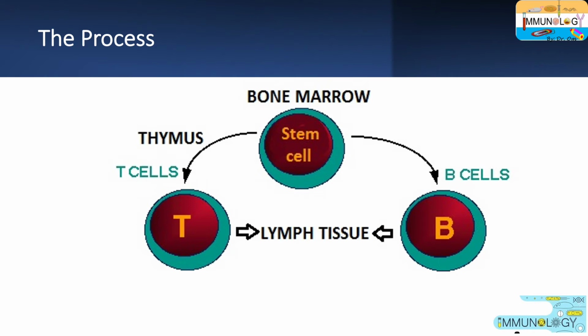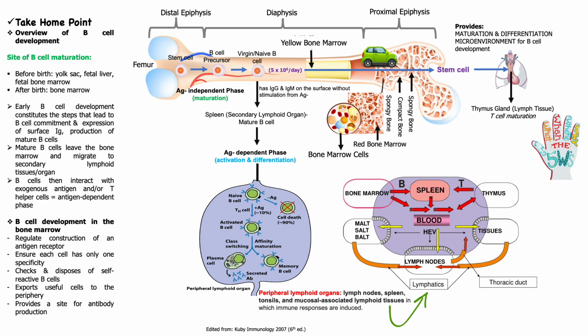So, what processes are involved? As you can see from this slide, it has the bone marrow, the thymus, the B and T cells, and also the lymph tissue. This slide shows you the process of the development, activation, and also the maturation of the B cells. You may take home a few points, which give an overview of B cell development.